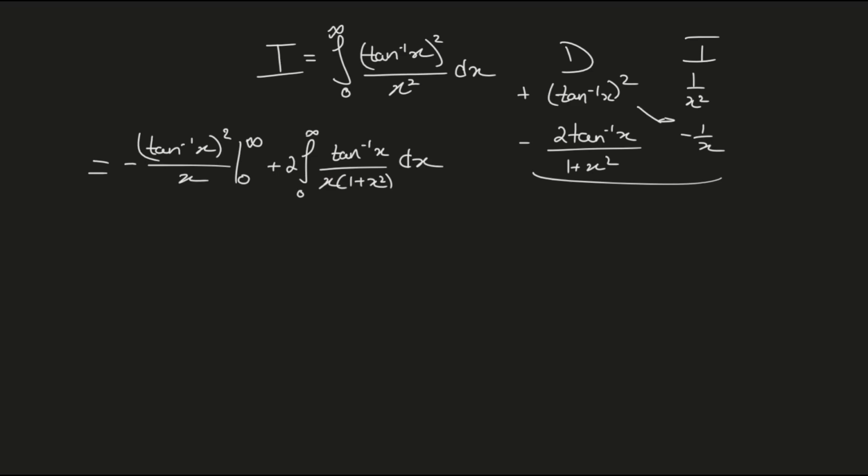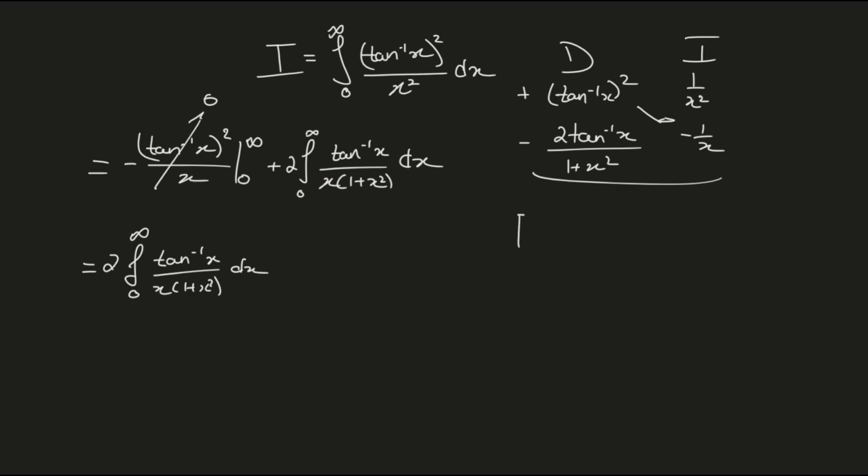Now on the left, this evaluation is pretty easy. In both cases it goes to 0. It's easy to see for infinity because we're just dividing something finite by infinity, but for 0 you can use something like L'Hopital's rule and verify, but it indeed goes to 0. So we have twice the integral from 0 to infinity of inverse tangent x over x times 1 plus x squared dx.